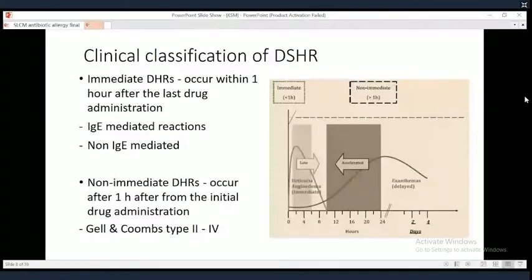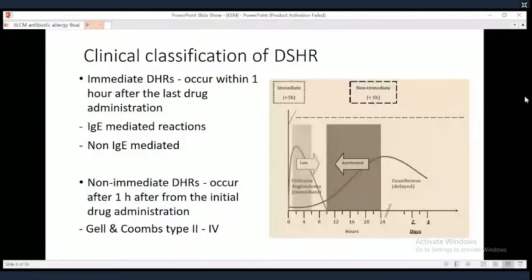So clinically, we classify these hypersensitivity reactions into those that occur immediately, or reactions that take time to develop. Immediate drug hypersensitivity reactions occur within 1 hour after the last drug administration. These are generally due to IgE, but non-IgE mechanisms are also there. Non-immediate drug hypersensitivity reactions occur after 1 hour from the initial drug administration. So generally those that belong to Gell and Coombs type 2 to type 4 are in this group.